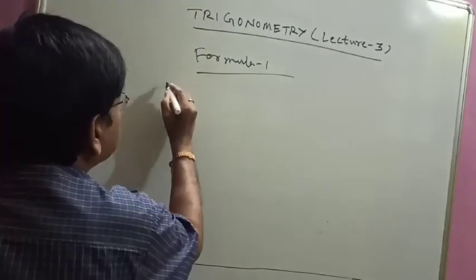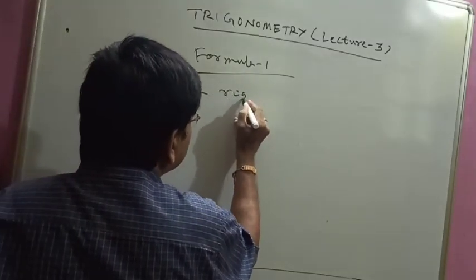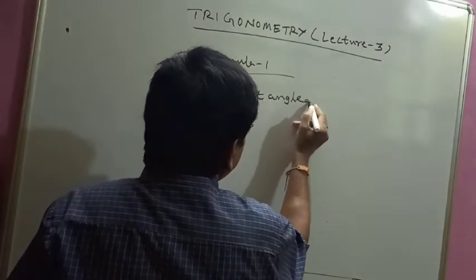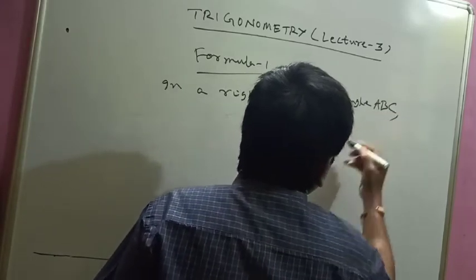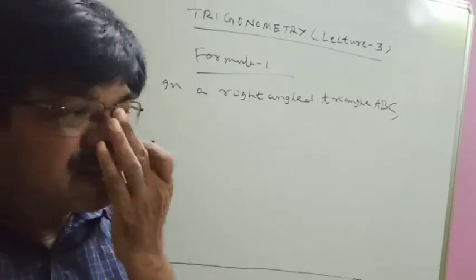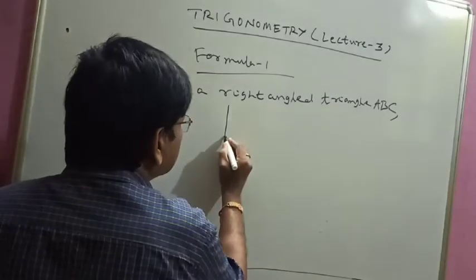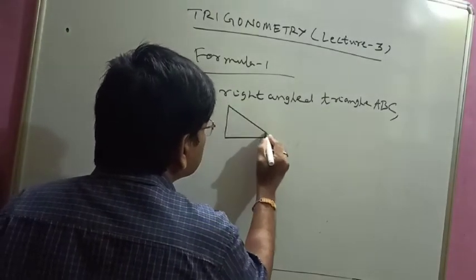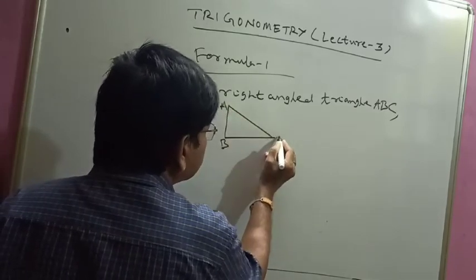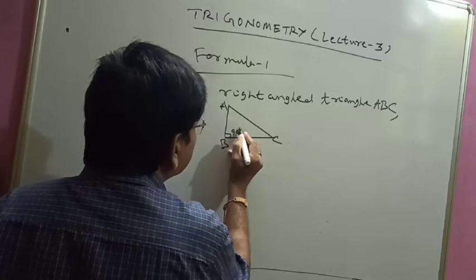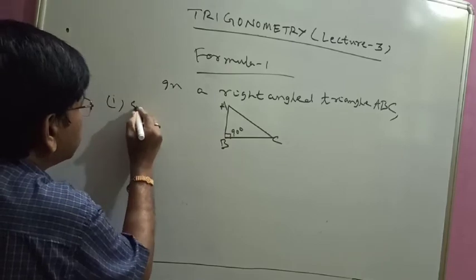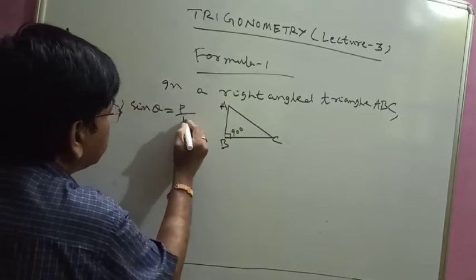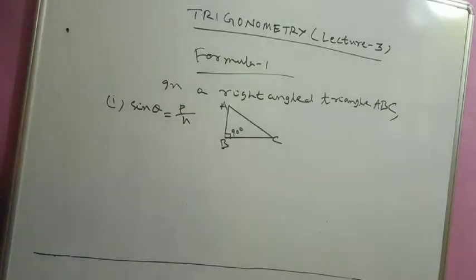Okay, so in a right angle triangle ABC, let us develop the relation between the three sides of a triangle. Suppose this is a right angle triangle ABC. Okay, let me say this angle B is 90 degree. Okay, so now this is formula 1. So you write sin theta is equal to P by H. Okay, sin theta is equal to P by H.